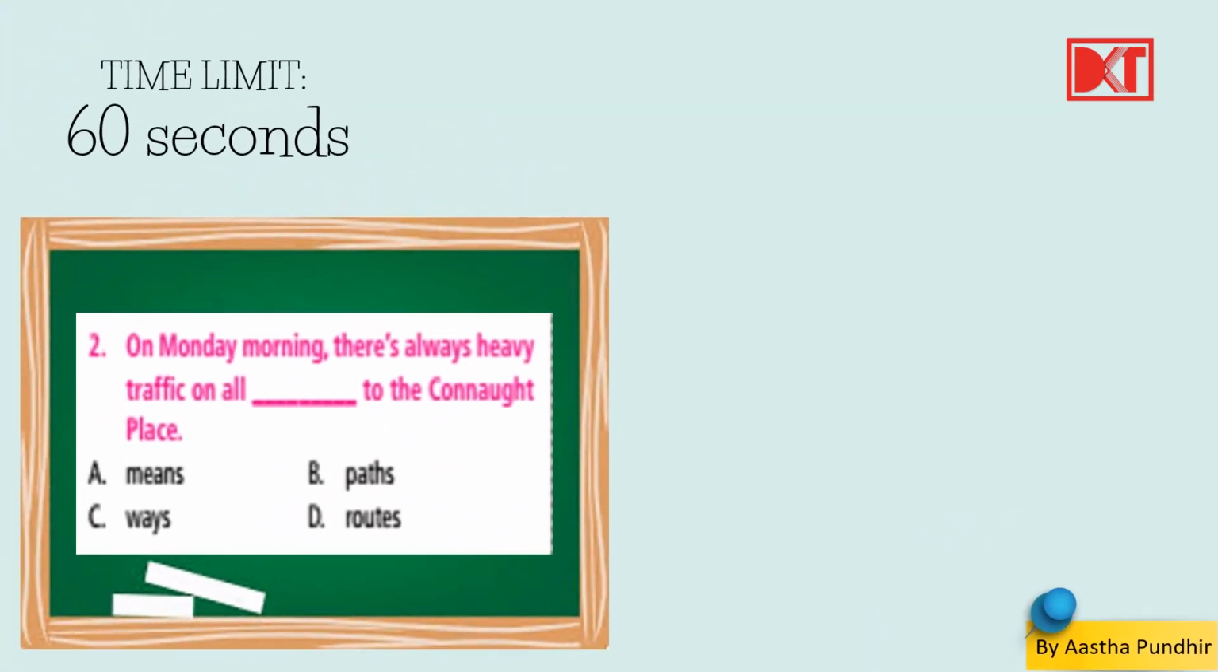Okay, next up we have, on a Monday morning there's always heavy traffic on all dash to Connaught Place. On all means, on all paths, on all ways, or on all routes. Here we are talking about the various roads that go to Connaught Place. There could be more than one, right? So here we refer to it as routes. On all routes to Connaught Place, right?